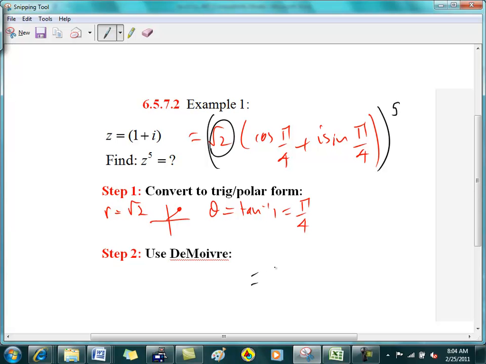So remember, root 2 is to what power, first of all? 1/2. And so when you raise that to the fifth power, what do you get? So it'll be 2 to the 5 over 2. We need to work on this a little bit more. Then what do you do with the angles? Multiply by n.